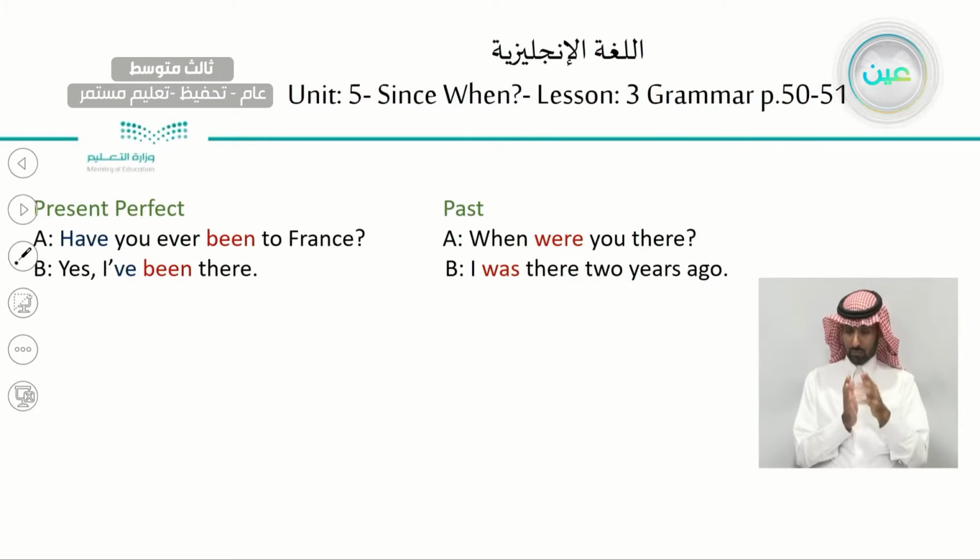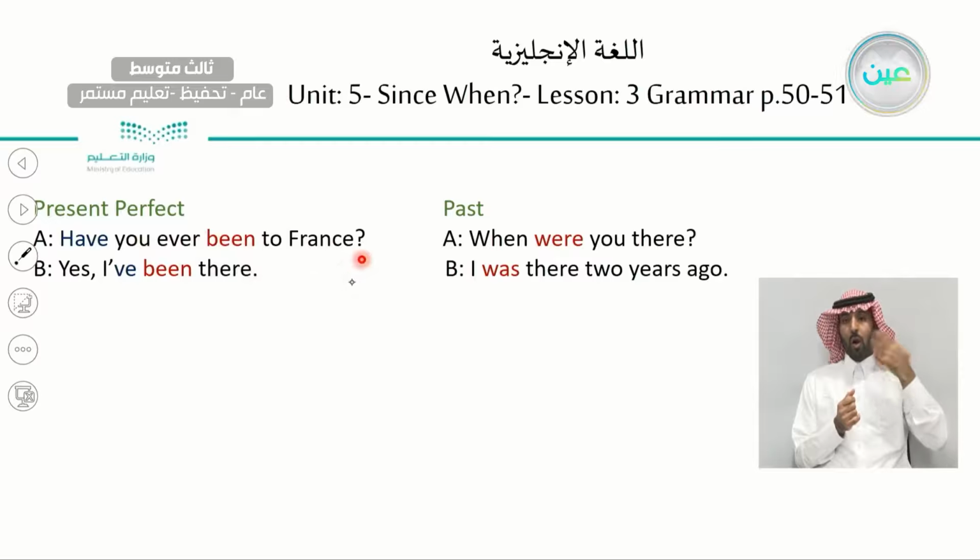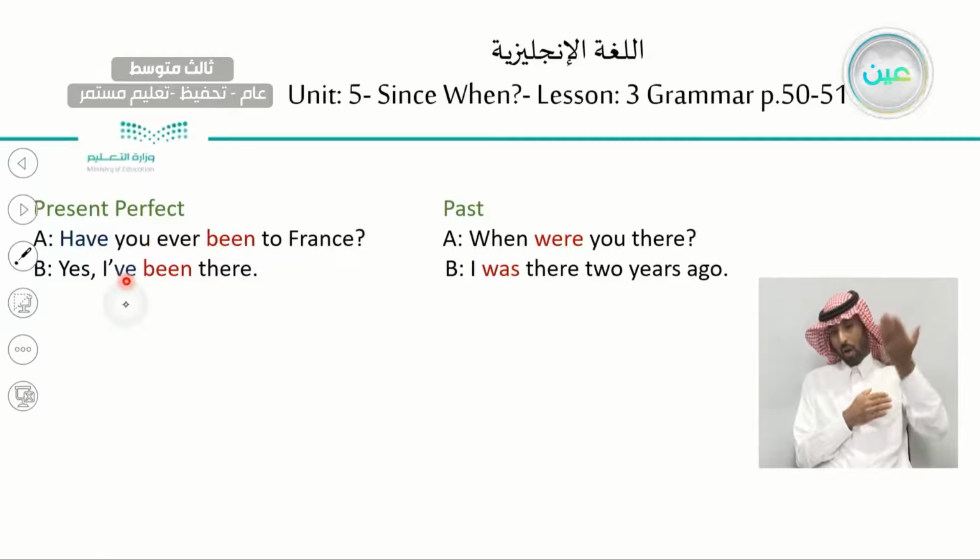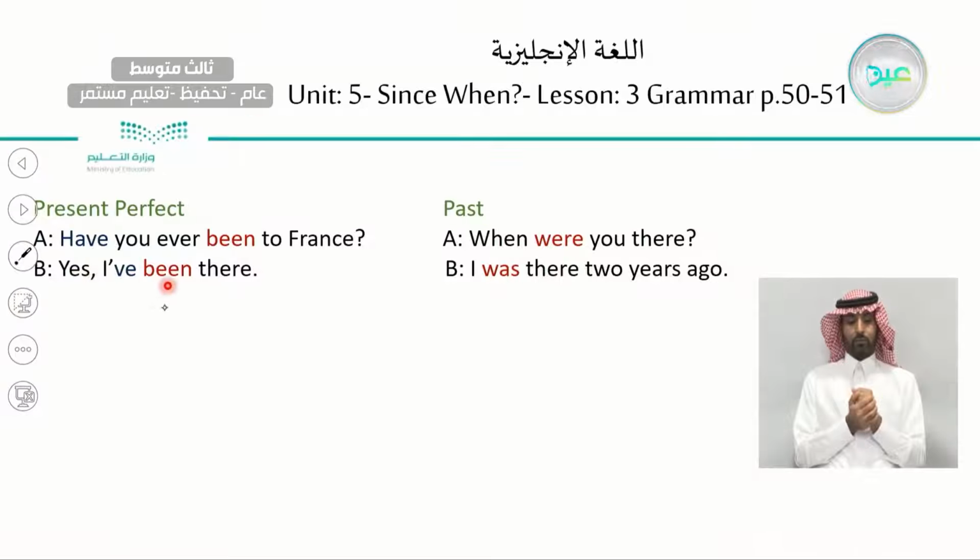Open your books, page 50. We have other examples using the present perfect. The first example here, have you ever been to France? The answer, yes, I've, which is the short form of I have. Yes, I've been there. This is the answer. And here we have the past simple tense. When were you there? I was there 2 years ago. We have a specific time. That's why we use the simple past.